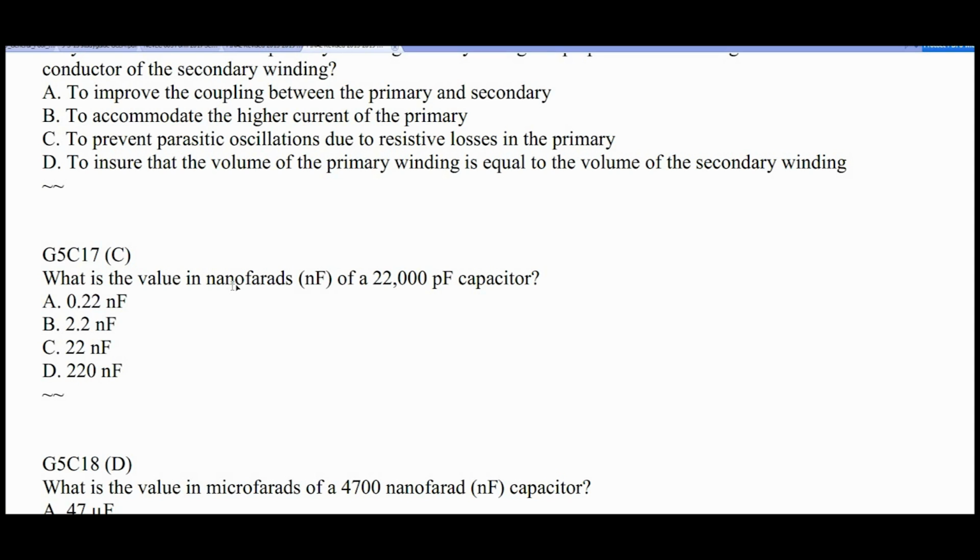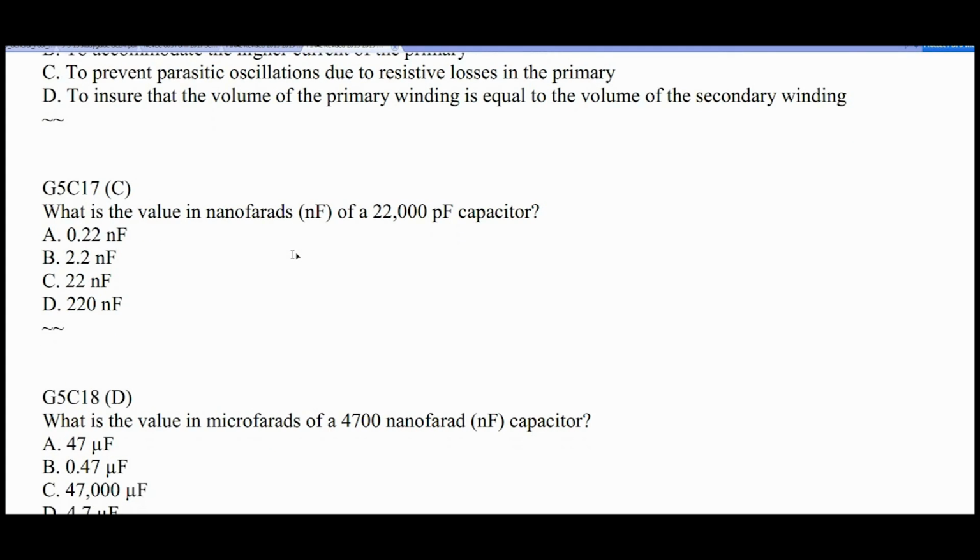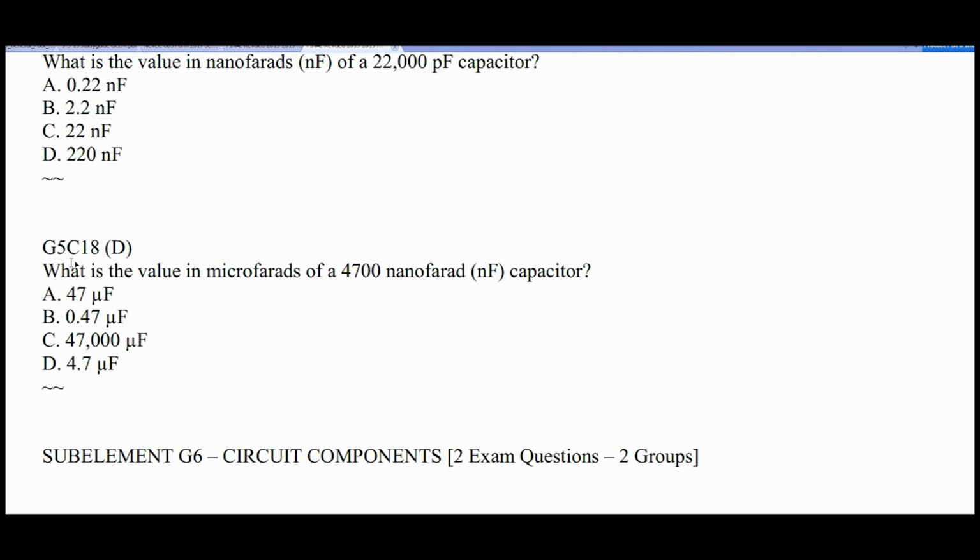G5C17, what is the value in nanofarads of a 22,000 picofarad capacitor? All right, so we're going to move the decimal place over 3. So 1, 2, 3. So it's going to be 22. It's C. G5C18, what is the value in microfarads of a 4,700 nanofarad capacitor? Well, again, we're going to move the decimal place over 1, 2, 3, so 4.7 microfarads, D.